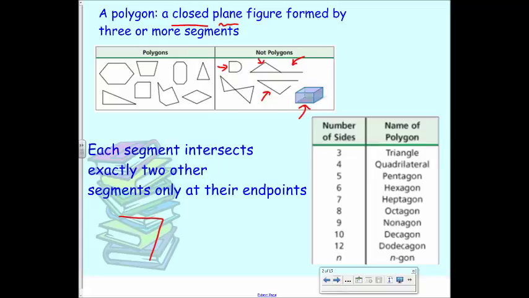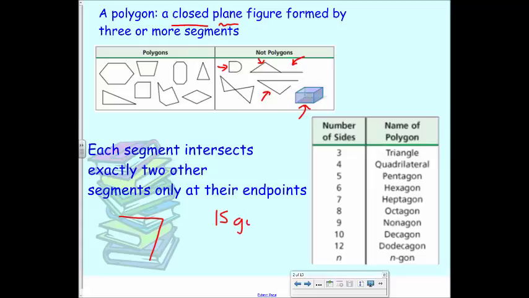This right here is just a list of common polygon names. You should know them and be able to use them. 3-sided is a triangle, 4-sided quadrilateral, 5-sided is a pentagon, 6 is a hexagon, 7 is a heptagon, 8 is an octagon, nonagon, decagon, dodecagon. They stop naming them after that, okay? There's nothing bigger than a dodecagon, but if something has 15 sides, you call it a 15-gon, all right? So it'd just be 15-gon.